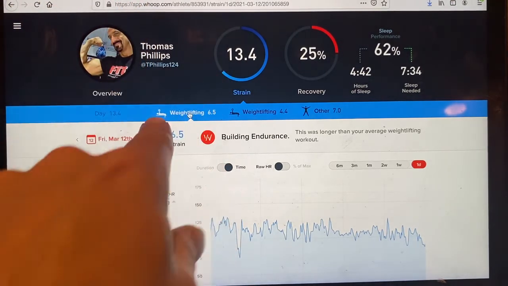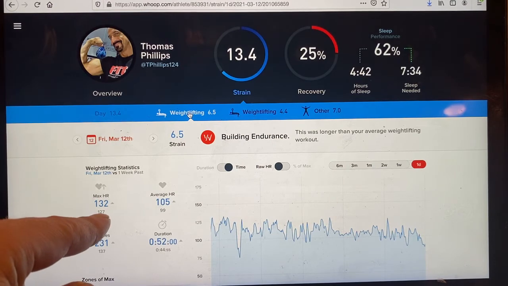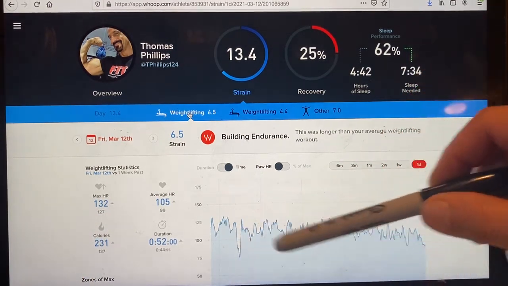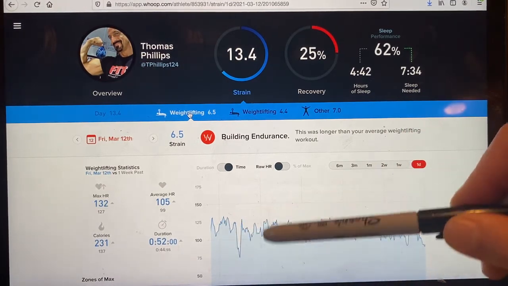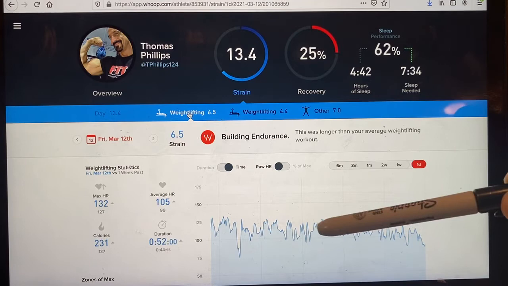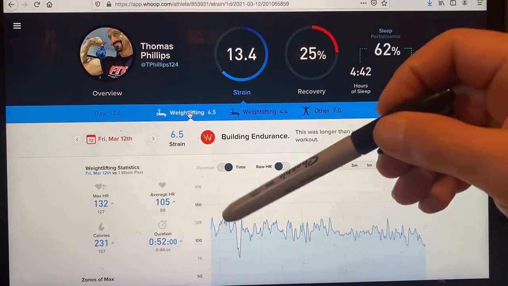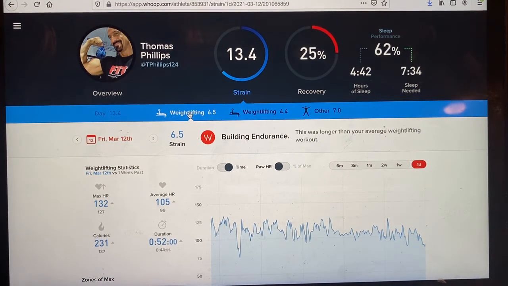So this is my workout in the morning right here. The max heart rate was only 132. The average heart rate was 127. That is indicative of a weight training workout. So at the high points here, these are the high points of my sets, lots of sets that I've done over the course of 52 minutes. And so each peak represents the end of a set, okay? And like I said, hard stuff.